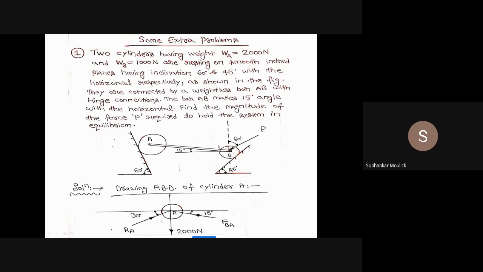And on this cylinder B, a force or a load P is applied at an angle of 60 degree with respect to the vertical. You need to find out the value of force P, how much force P you will apply at cylinder B so as to keep the entire system in equilibrium condition. Is the statement of the question clear?